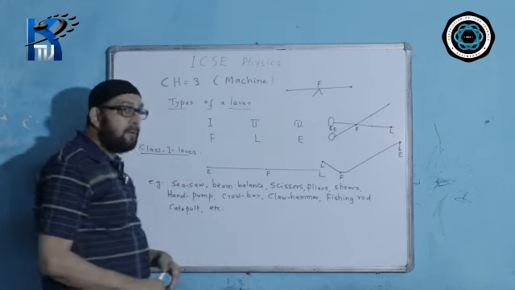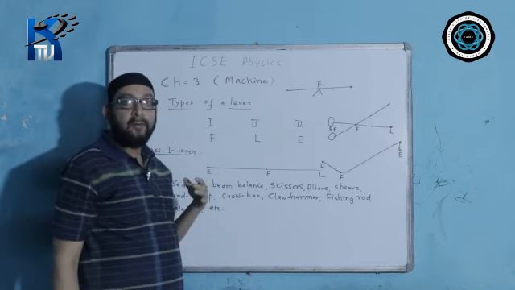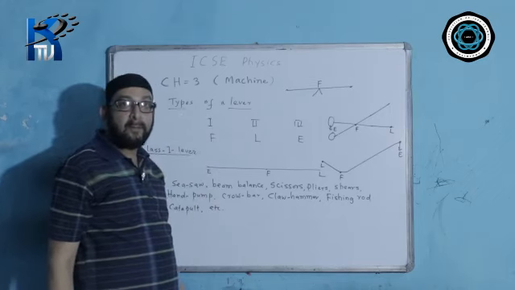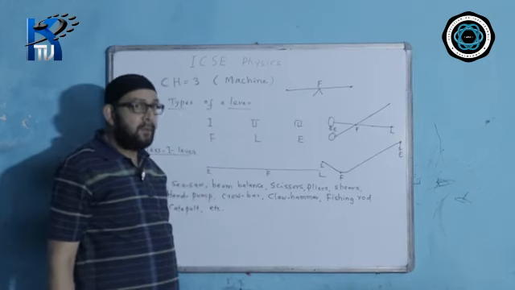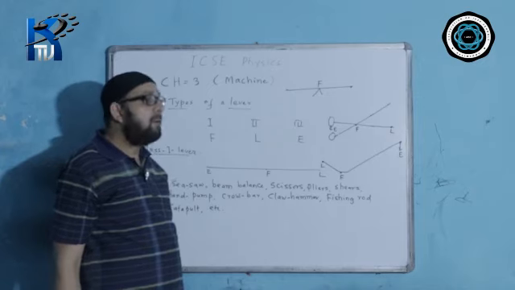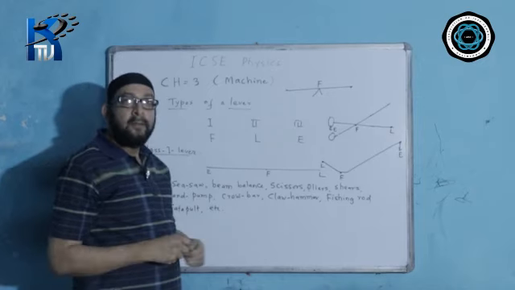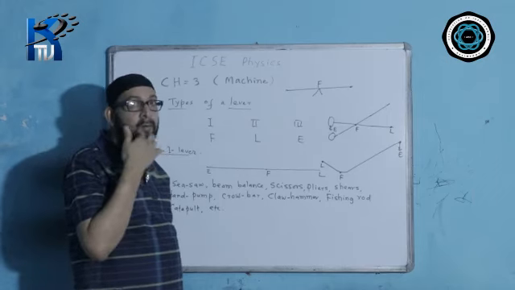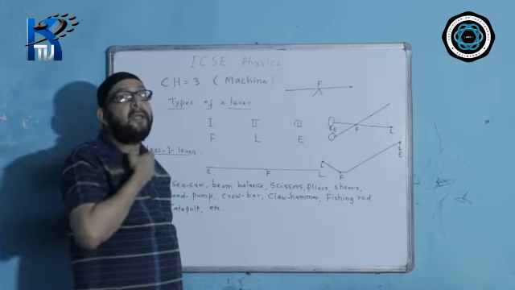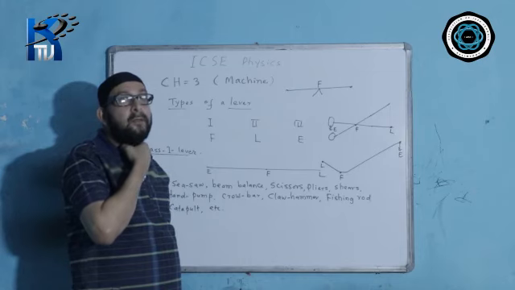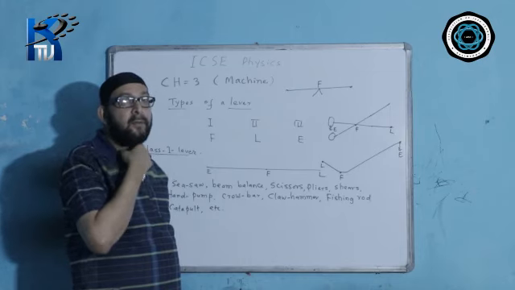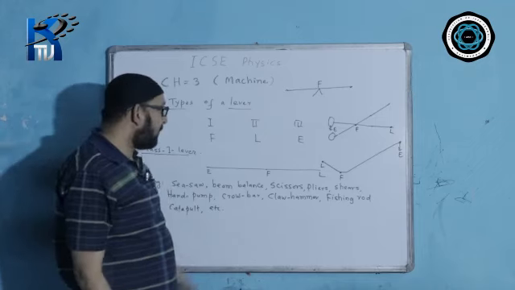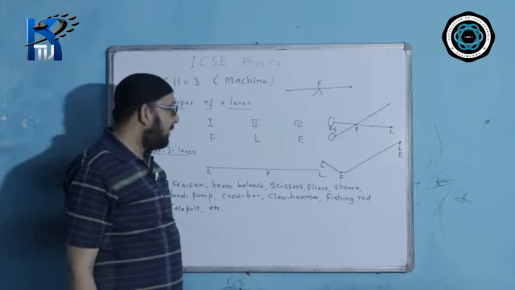In our human body we make use of all three classes of levers. A class 1 lever example in the human body is nodding our head. How? The face is the load, in between the neck bone is there, which is the fulcrum, and from the back side we are giving the effort to nod our head. So it is also an example of class 1 lever. There can be many examples.